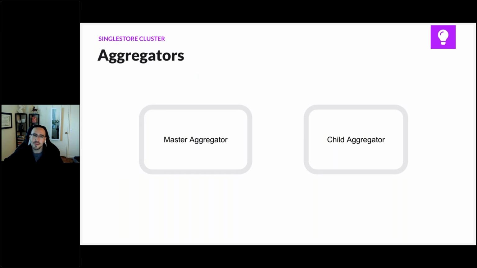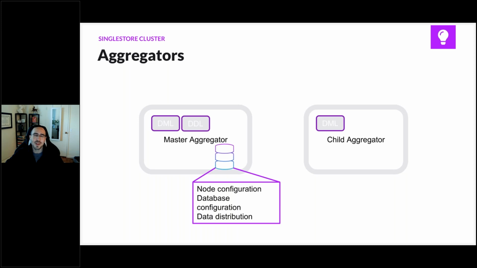When we think about SingleStore from an architecture perspective, there are two main types of aggregators that are used: master aggregators and child aggregators. Master aggregator is your command plane. It's the central zone where all DML and DDL queries are run for node configuration, database configuration, and data distribution. We also have child aggregators so that there are no bottlenecks on any of these processes. And as of our version 7.3, child aggregators support DDL forwarding to the master aggregator.